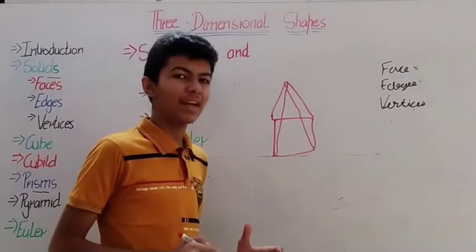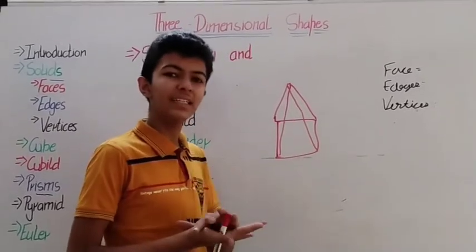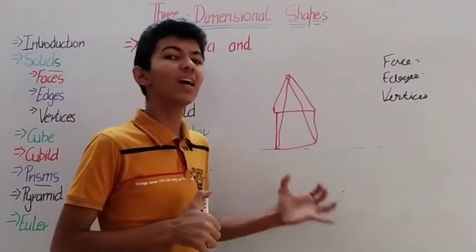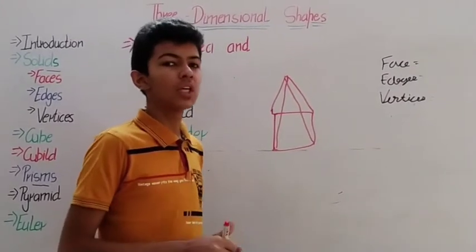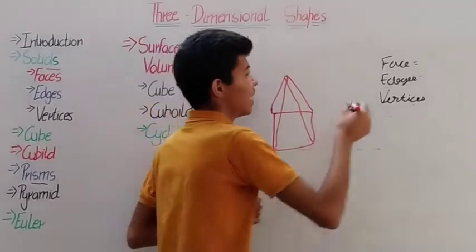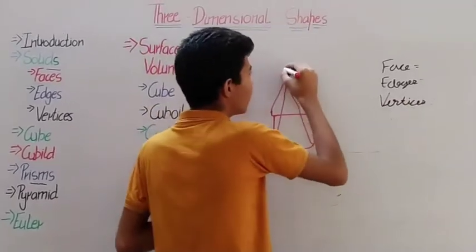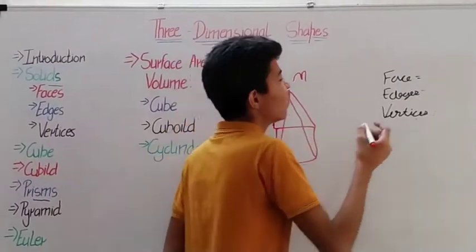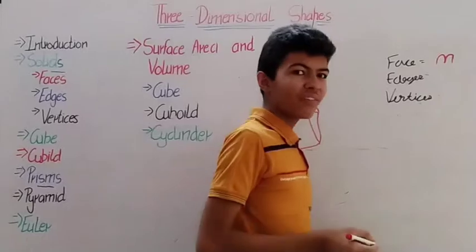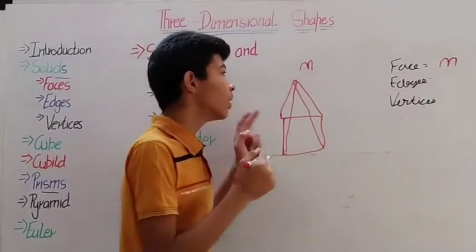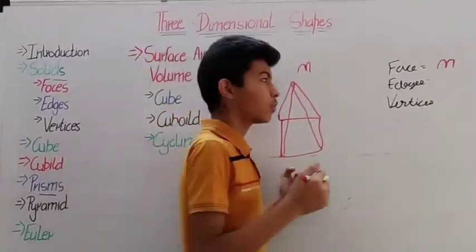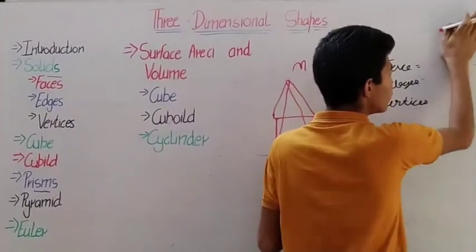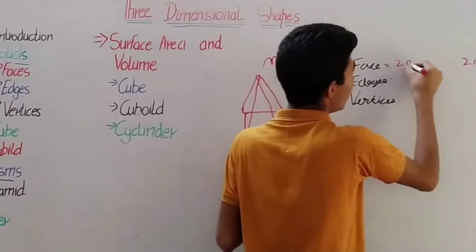How many faces does it have? It has the lower face, which is the base shape, and the number of triangles is equal to the number of sides of the base needed to create an enclosed figure. So if the polygon at the base has n sides, it would have 1 base face, plus n triangles. So it has n plus 1 faces.